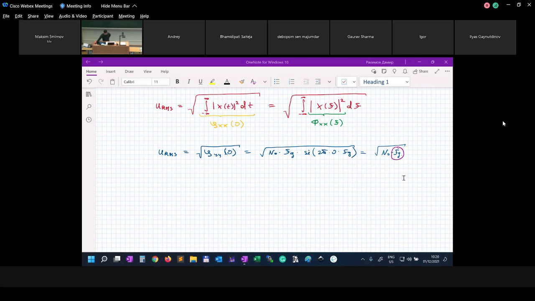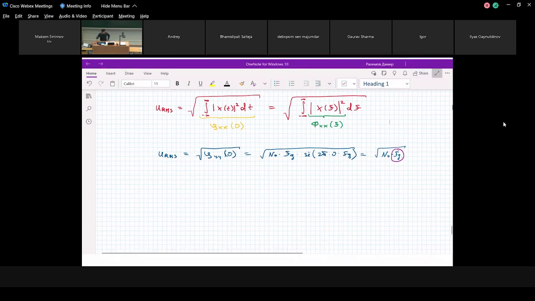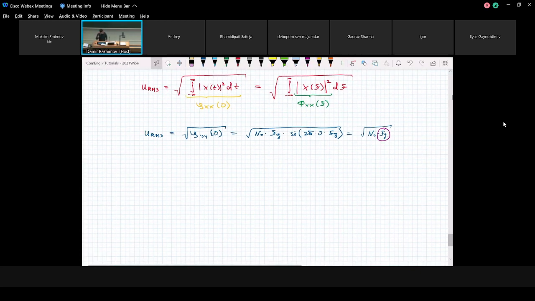RMS is root mean square value. You calculate the square value, then you calculate the mean, then you calculate the square root of the result. Actually, it's standard deviation. Go for 4.6.